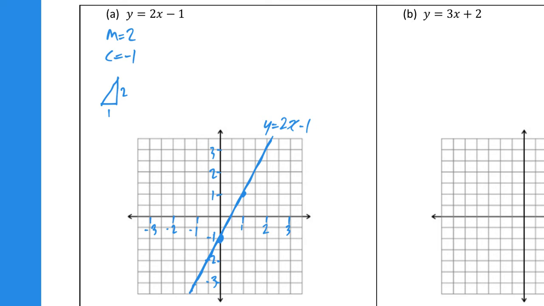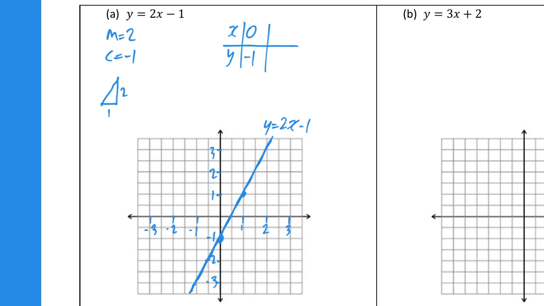The other method we could do is putting x equal to 0, y equal to 0, just to see that it has worked. So you put x equal to 0 and see what your corresponding y value is. So 2 times 0 is 0, minus 1 gives you minus 1. And sure enough, when x equals 0, y is equal to minus 1.